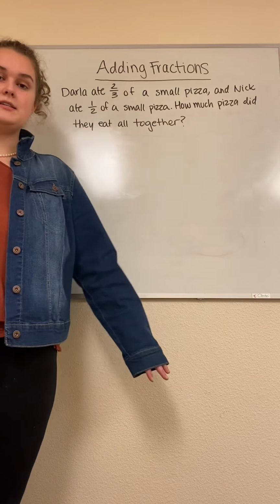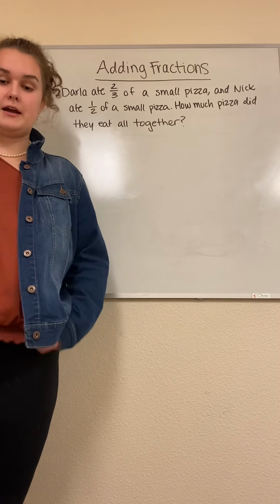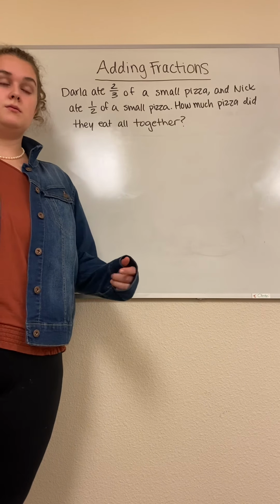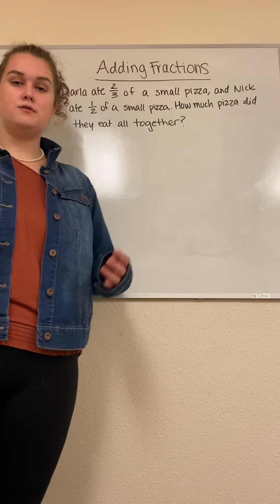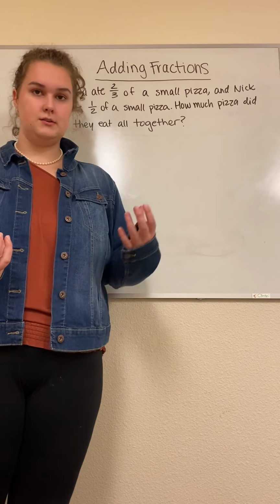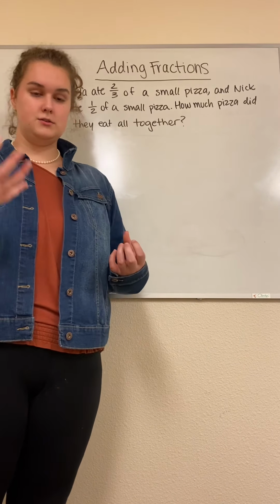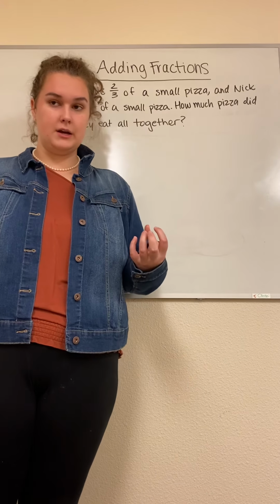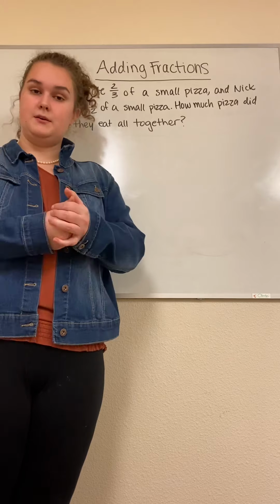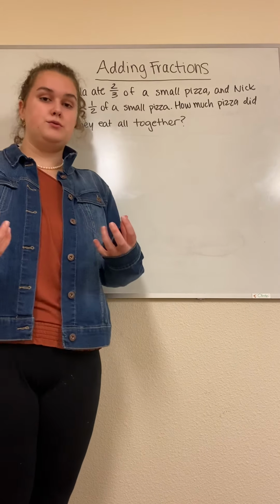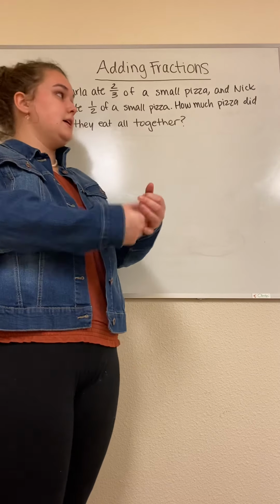So for our last section, we're going to be talking about adding fractions. When we're adding two fractions together, what we're really doing is adding two parts of a whole together. So we have one part of a whole here, however much that is, and another part of a whole here, and we are combining those to see how much we have. So we're adding two parts together.